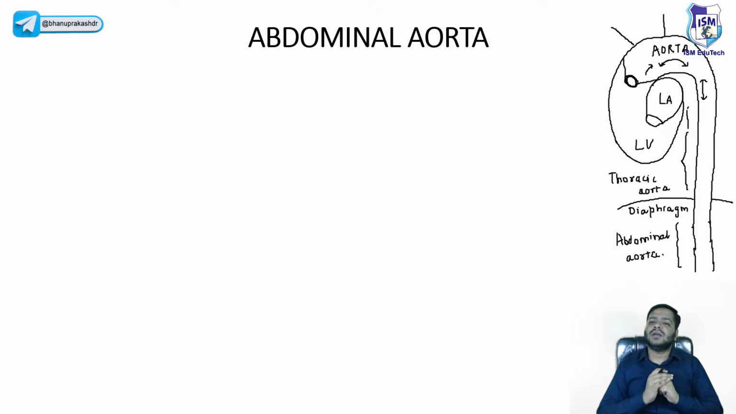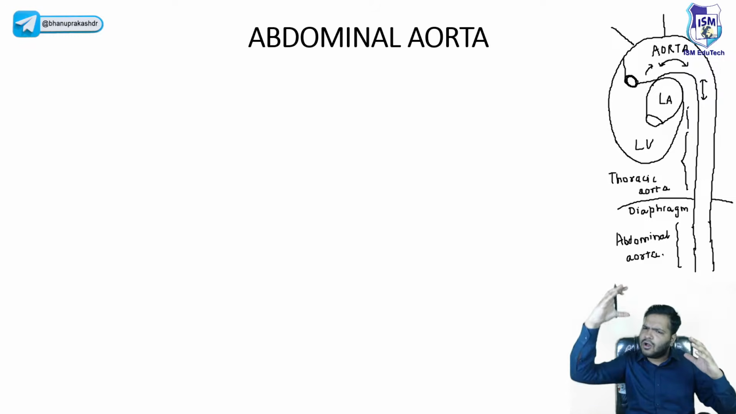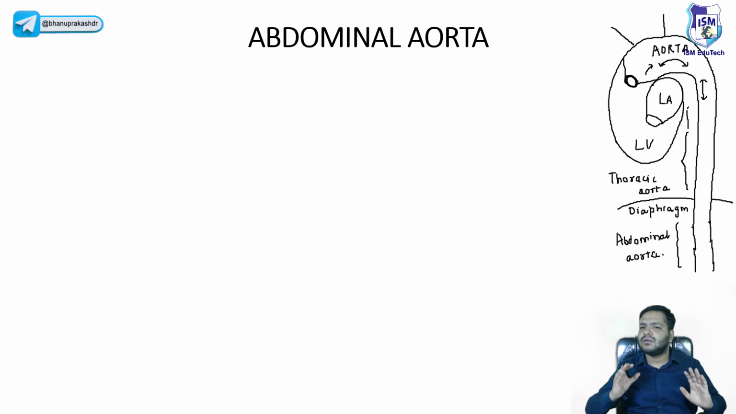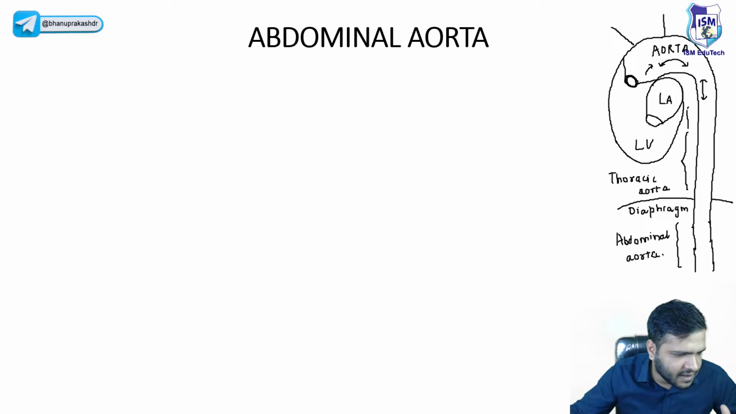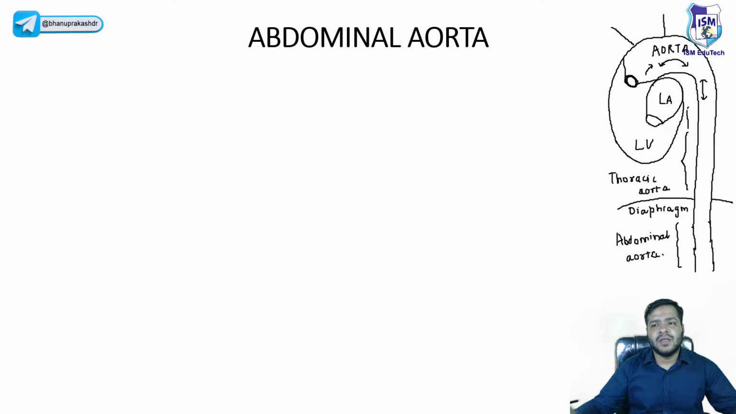So this is clear to everyone, that from the diaphragm, the aorta, although it is the descending aorta only, above the diaphragm it will be the thoracic aorta and below the diaphragm it will be the abdominal aorta. So this is a very small picture that has to be clear in your mind, right?